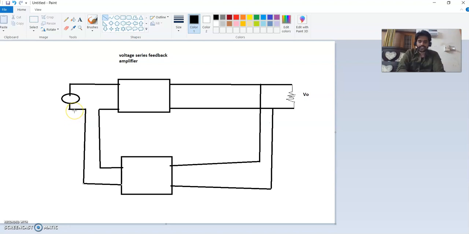Right students, in the next lecture I am going to explain in detail about these topologies of feedback amplifier construction. So how you are going to take the series or shunt at the input, or how you are going to take the series or shunt at the output part, right?